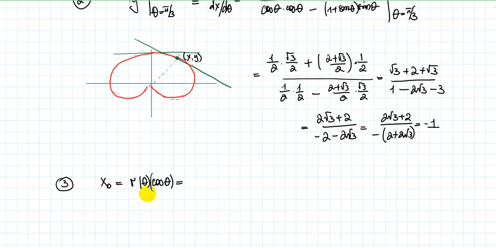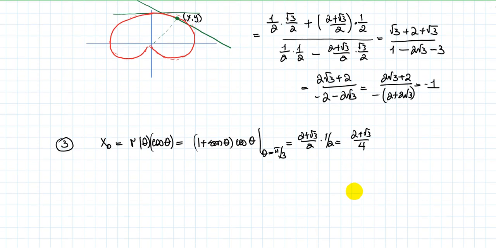Okay, so x0 can be found as r of theta multiplied by the cosine of theta, right? Do you remember what was r of theta? It was 1 plus sine of theta, multiplied by the cosine of theta. We need to evaluate this at theta equal to pi over 3, right? So this is going to be (2 plus square root of 3 over 2) multiplied by 1 over 2, or simply 2 plus square root of 3 over 4.